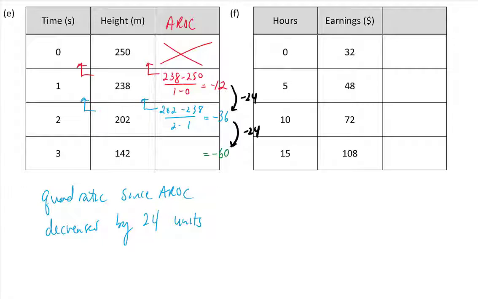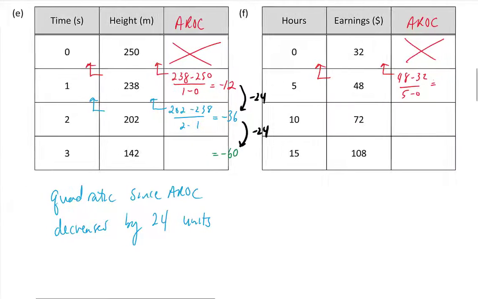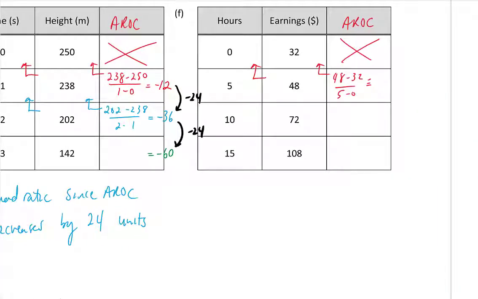And for part F, since we have a table, we need to find the average rate of change. So again, delta y over delta x. So 48 minus 32 over 5 minus 0. Using your calculator, you will get 3.2.